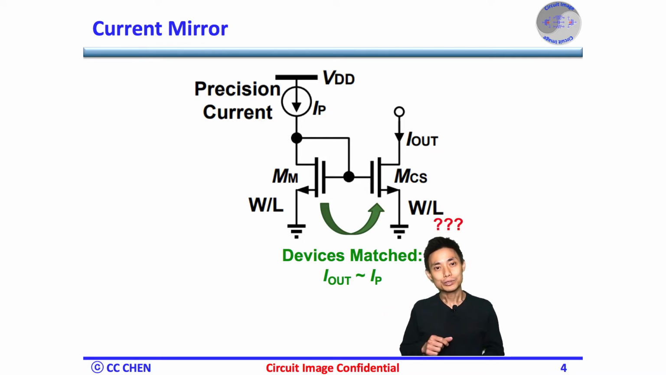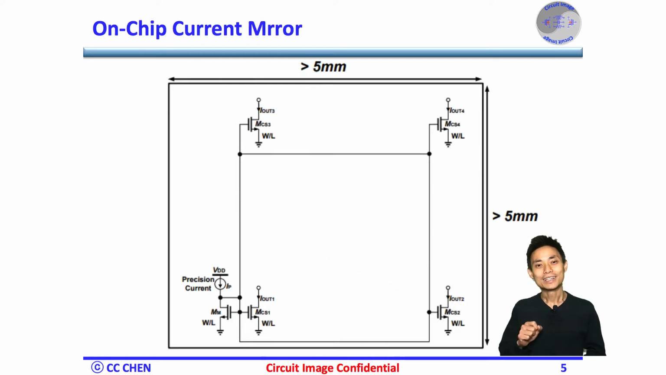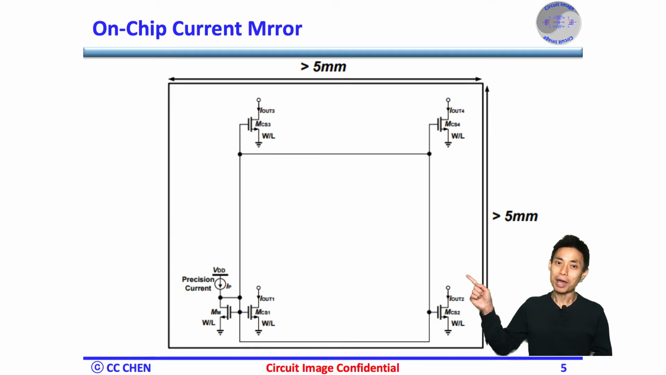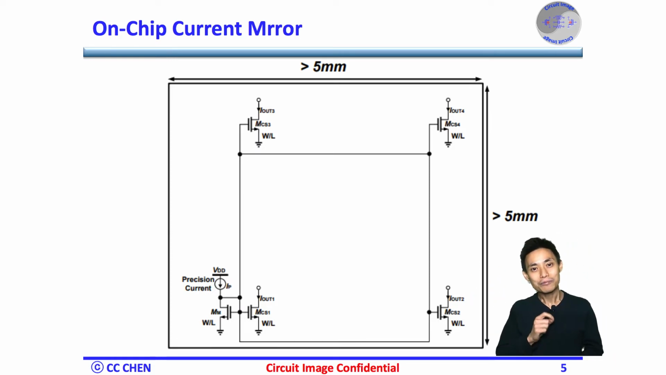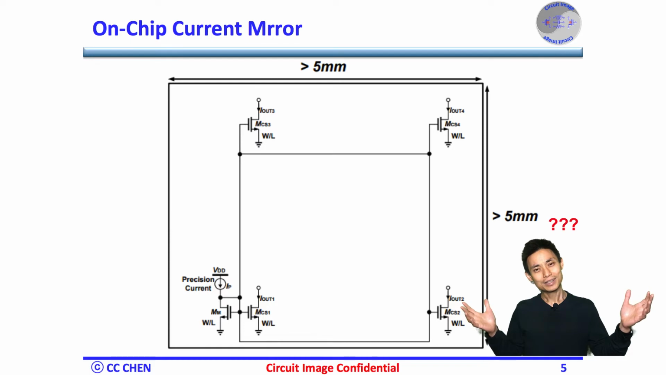What's your current distribution image in your head? Right. This should be your current distribution image in every CML amplifier. In this arrangement, all the CML amplifiers will receive the precise current easily. Is this approach good enough?